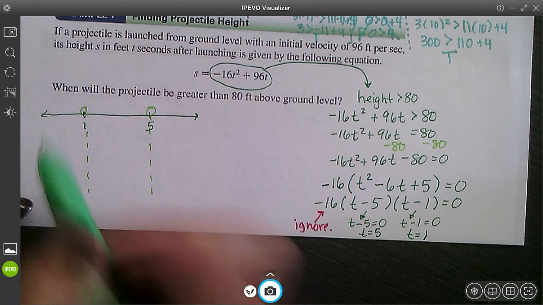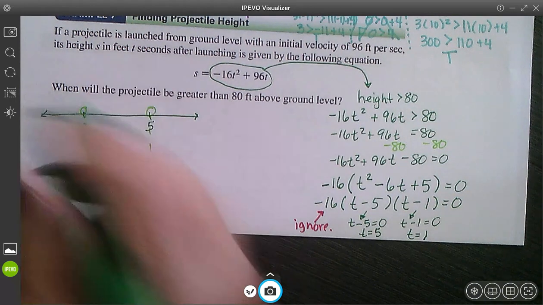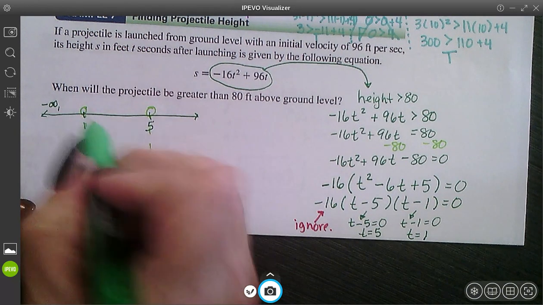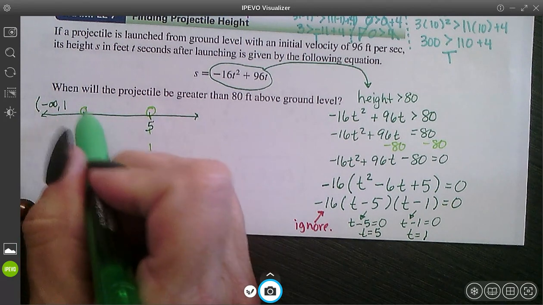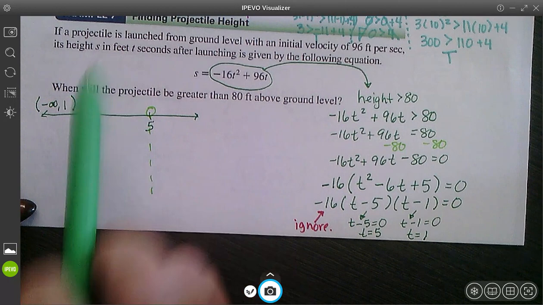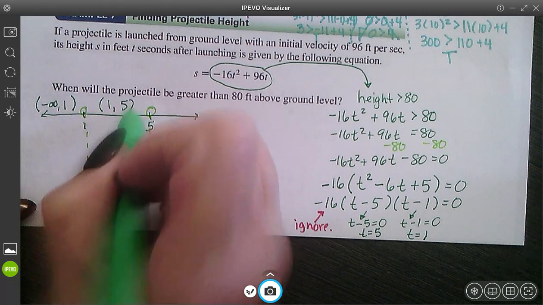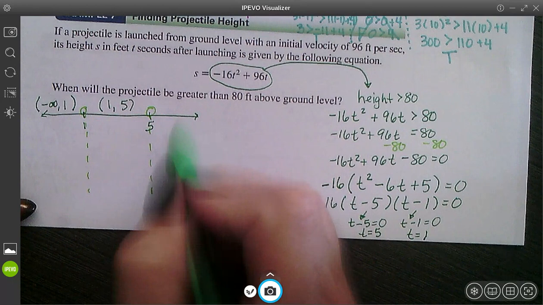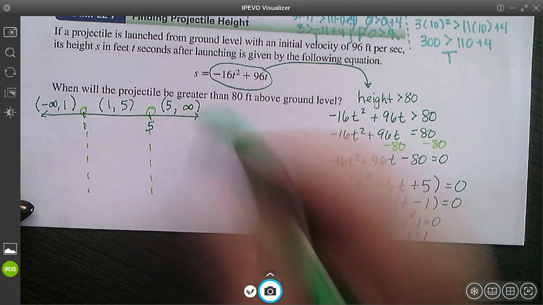And then my intervals: that left section starts at negative infinity and goes to 1. Infinities always have parentheses. Since that's an open circle, it also has a parenthesis. Then I go from 1 to 5. Both have parentheses because of the open circles. And then this section has an open parenthesis at 5 and then goes to infinity.